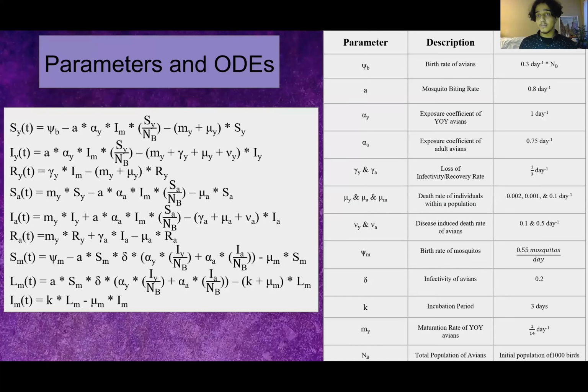Now, here are the parameters and our ordinary differential equations. On the left, you can see our system of 9 differential equations, and on the right, you can see the parameters that we have for all of them, the descriptions, and the parameter values. We put these all together in order to get our flowchart and our model to work out, which you will see on the next slide. The flowchart pretty well signifies what each thing within each class does, how one individual goes from one class to the other, and how infection really works.